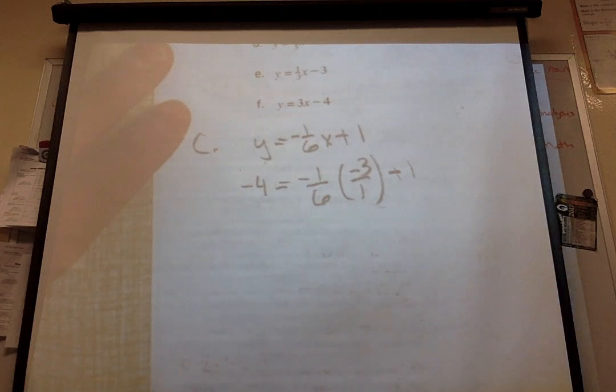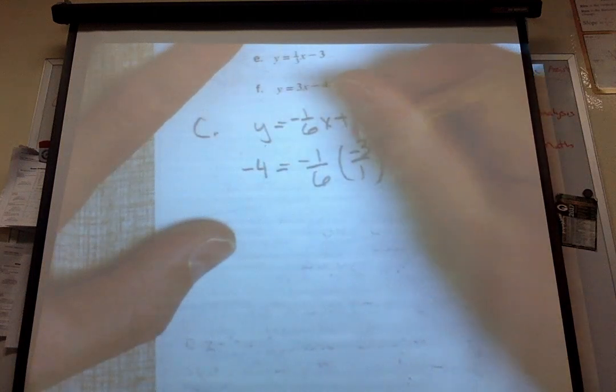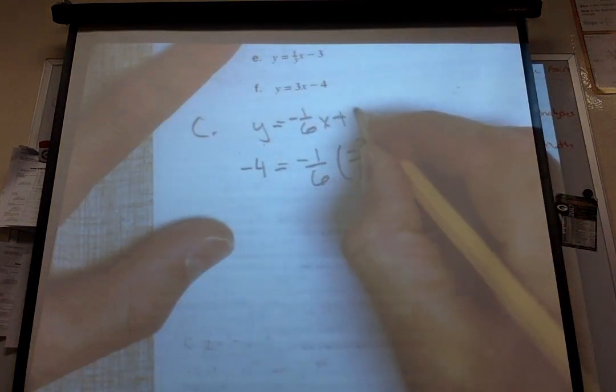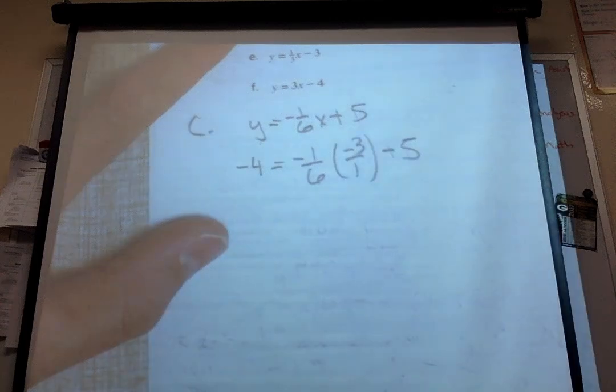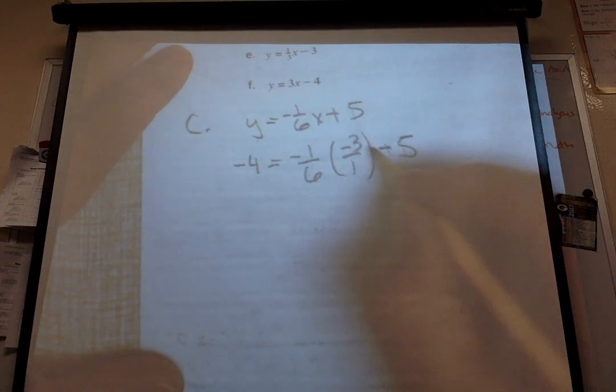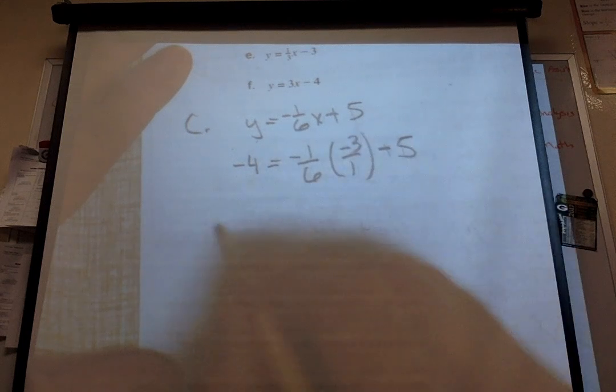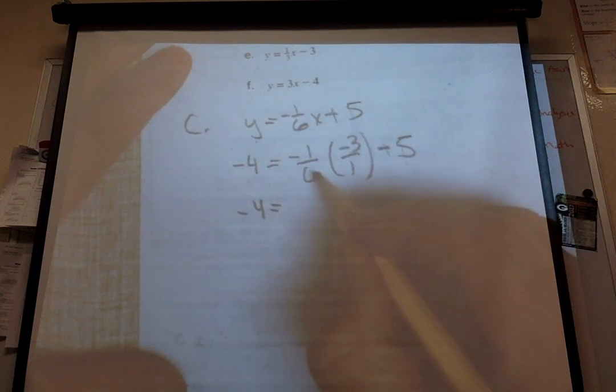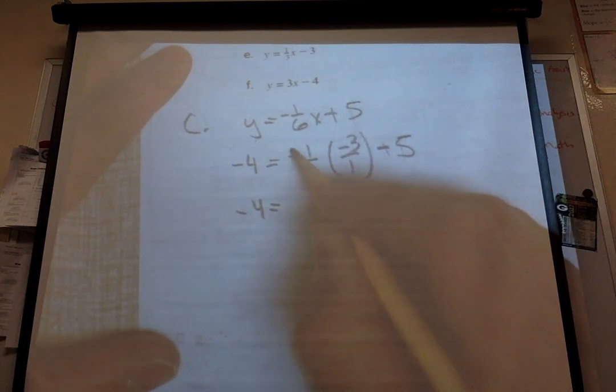Oh, wait, I wrote this problem wrong. It's -16x plus 5. This should be plus 5. All right, sorry about that. All right, so if we figure this out, I'm going to take a 3 out. Oh, -4 stays the same. -16, so a negative and a negative become positive, so plus plus.